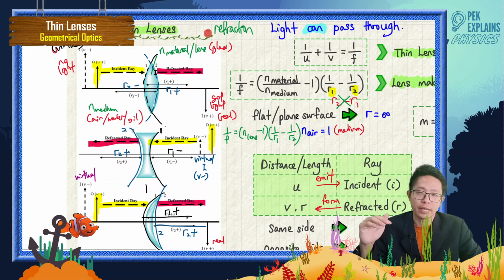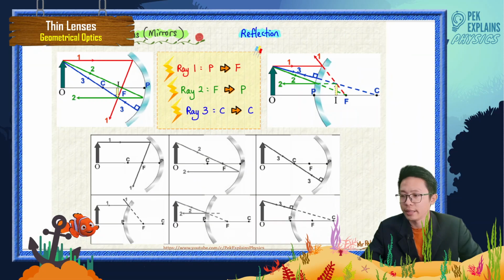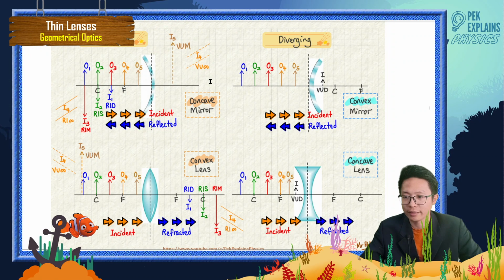One more thing. I think I have explained everything about sign convention. Later on I need to explain the ray diagram, and then the characteristics of the image. I haven't talked about the characteristics of the image formed. That's in the following videos.